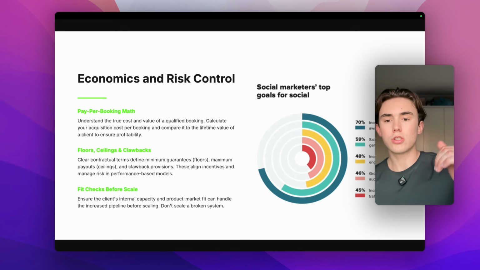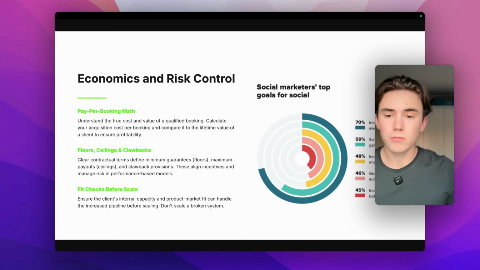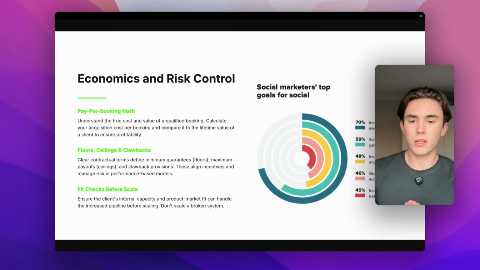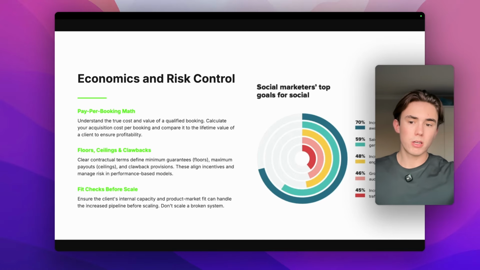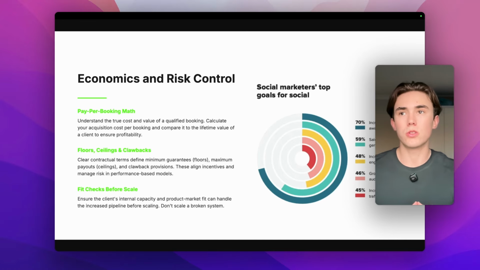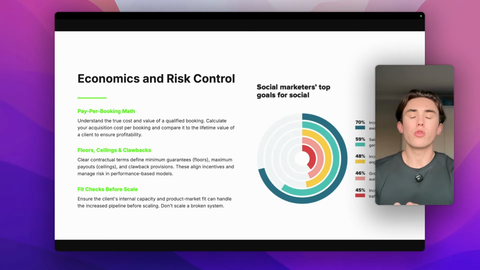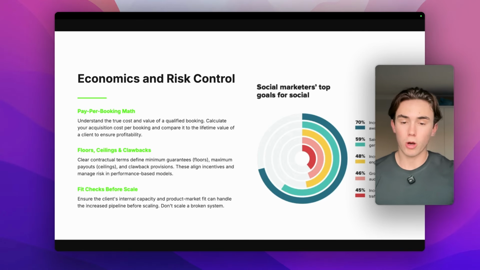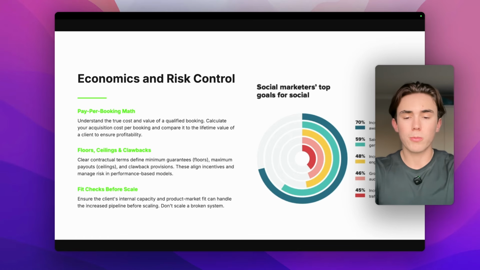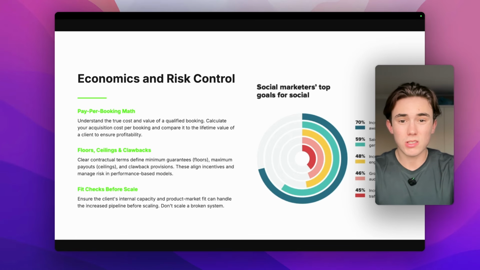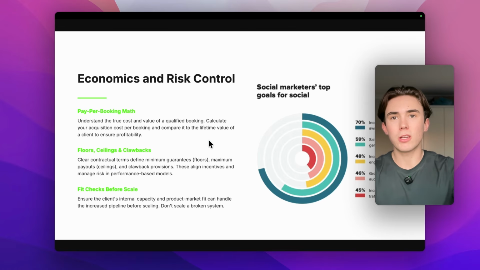Then obviously just don't scale a broken system, right? It goes without saying, but make sure that there's product market fit. You can obviously get product market fit through cold email, but as an example, let's say if you wanted to work with us as an agency, your offer would need to be post product market fit, because we can't scale a broken system. Obviously, you can do testing with cold email beforehand to make sure that it is product market fit. But then thereafter, if you're looking to scale that, that's sort of the time that you'd come to us.